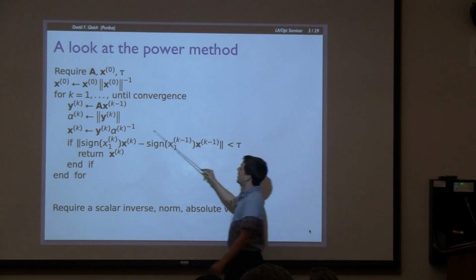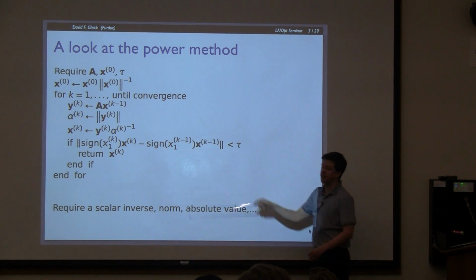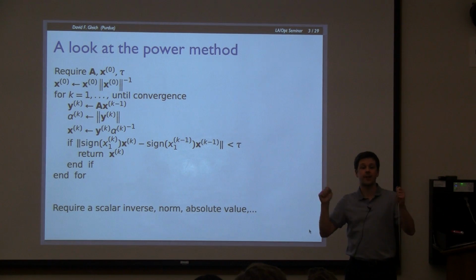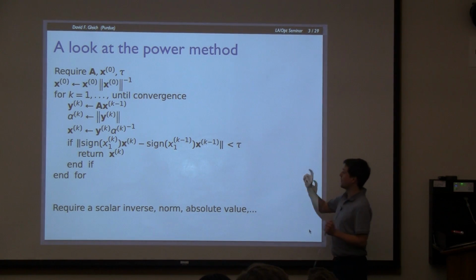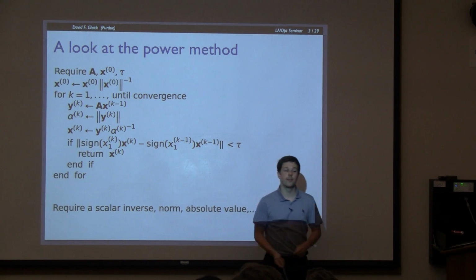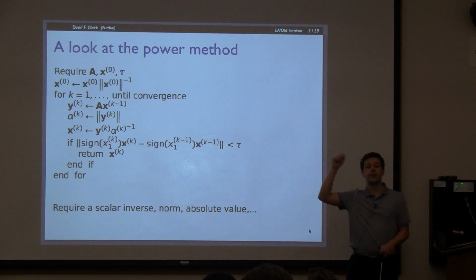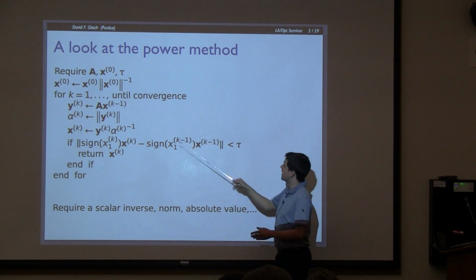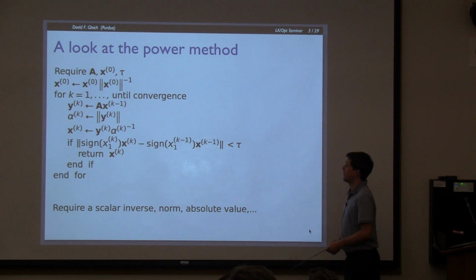So there's a bunch of different stopping criteria. This one has the nice property that you look at when your vector actually converges. Now your vector might be flipping signs, so you need to make sure that the sign of your vector is the same from iteration to iteration. This is fine because eigenvectors are unique up to a sign.